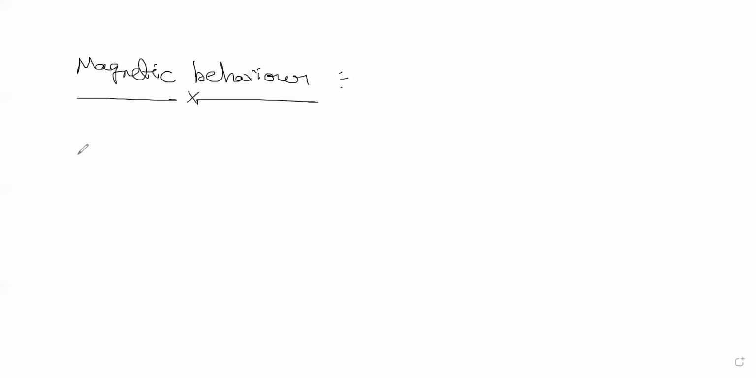Now I'll tell you about the magnetic behavior. What is this magnetic behavior? Remember 2 points. If unpaired electrons are there, it's paramagnetic.